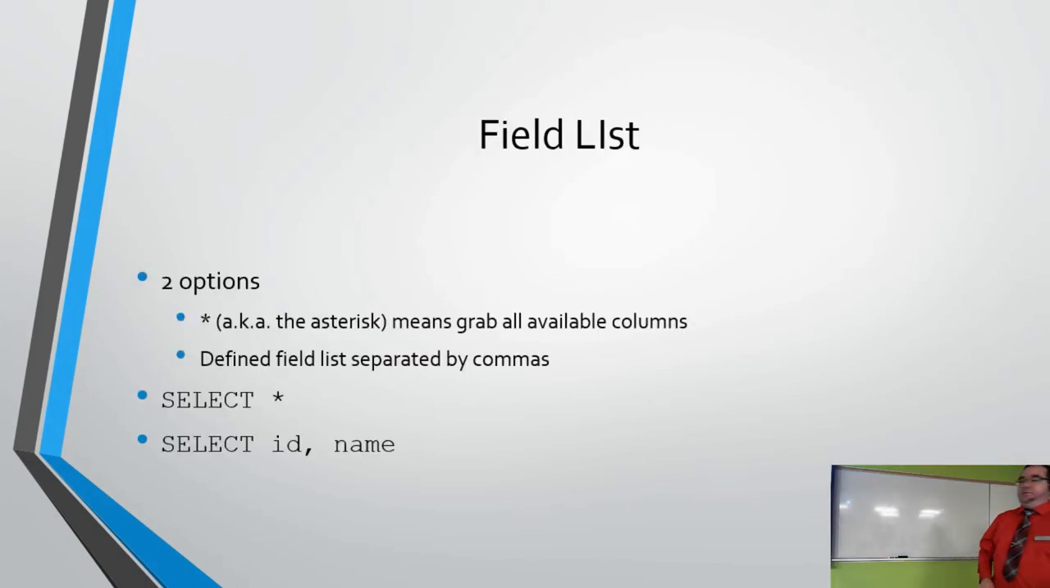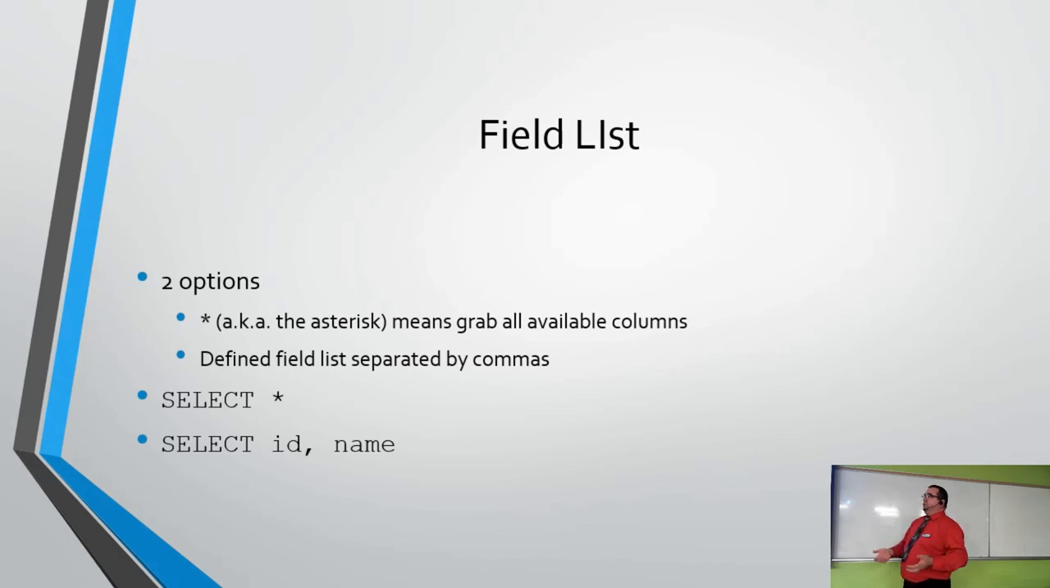Now, when we talk about the field list, there are two options. The field list is what comes after the word select. So you're telling it, in this database, select the following pieces of information. Right now you haven't even told the database where it's coming from yet, but you're telling it, these are the pieces of information I want. And there's two pieces, the star, which means grab all available columns. Select star means give me every available column that's going to be part of this query.